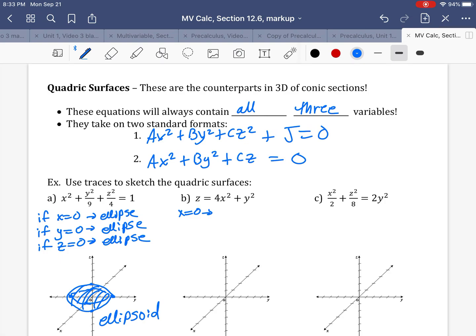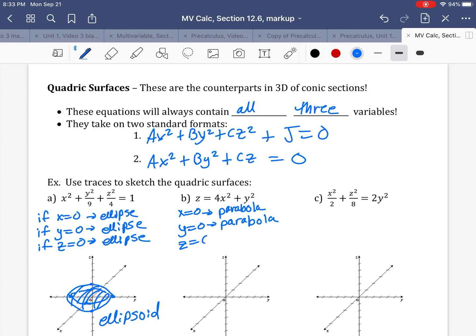If I have x equals 0, so that would be me imagining that this is gone right here, I would get a parabola. And same thing would happen if y was equal to 0. So I'm not too concerned about specific points, I just want the general shape. So I got a parabola. Same thing as if y equals 0, parabola.